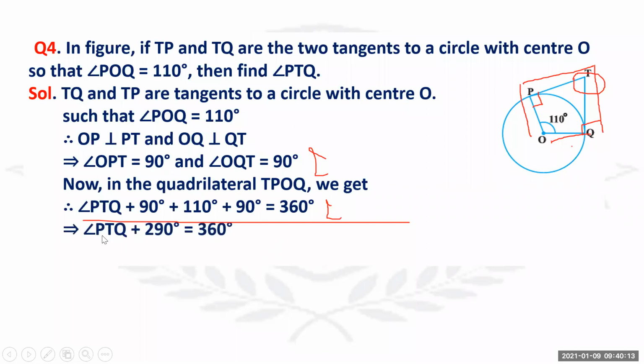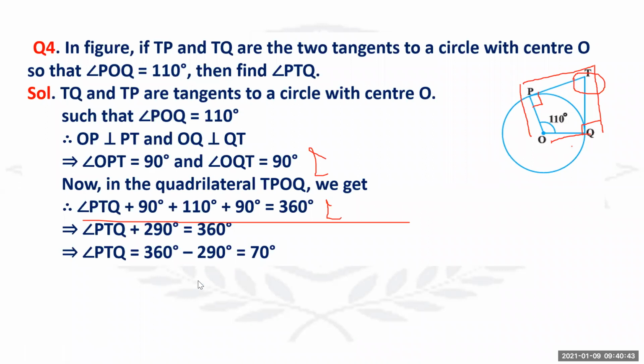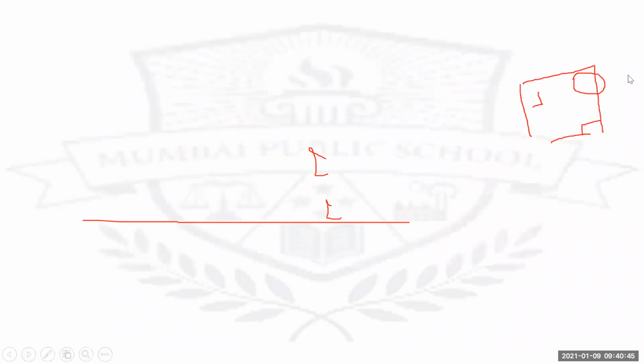Answer. So therefore, angle PTQ plus 290 degrees equals 360 degrees. So angle PTQ equals 360 minus 290, that is equal to 70 degrees. So with respect to this, you'll get angle PTQ as 70 degrees. This kind of question comes for 2 marks in your examinations. Very easy to answer. Understand, you have to just apply the property. Let's move to the next question.